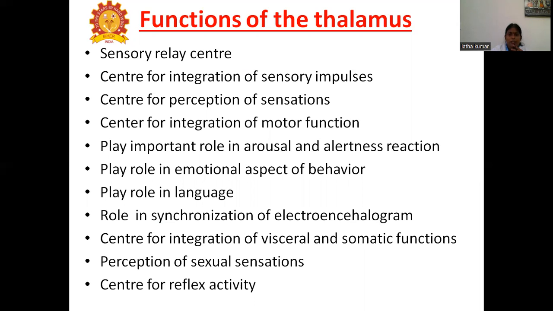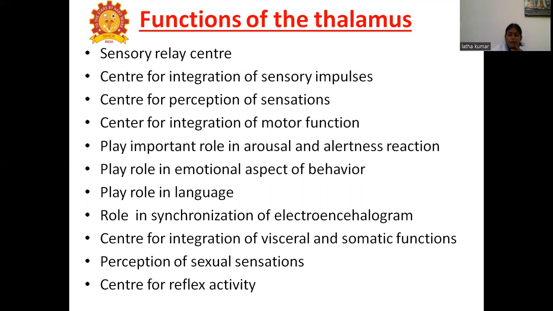Center for integration of motor function. The thalamus receives the output from the basal ganglia and the cerebellum before projecting it to the motor cortex, thereby helping in integration of motor functions by unconscious regulation of muscle tone. So next function is, it plays an important role in the arousal and alertness reaction.